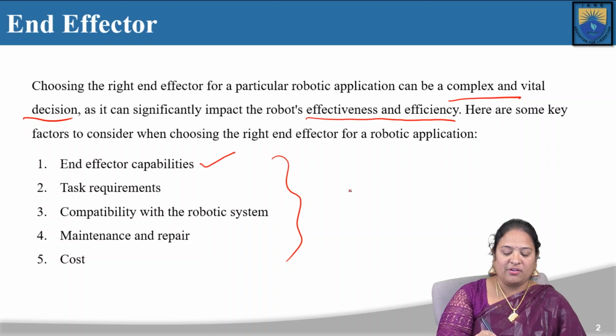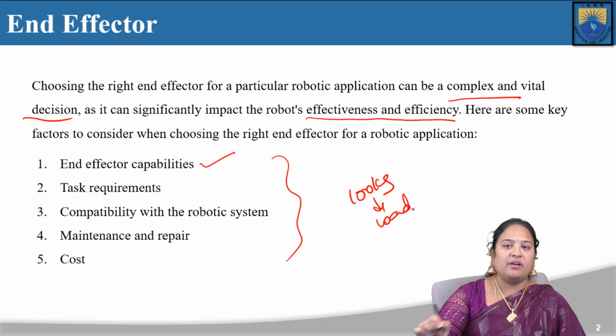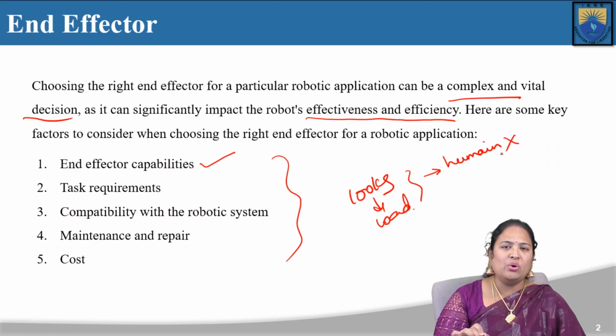For example, we have around a 100 kg load. Can this be done by a human? No. A human cannot lift a 100 kg load and move it to another part. So this can generally be done by a robot when the selection of the end effector is done correctly.